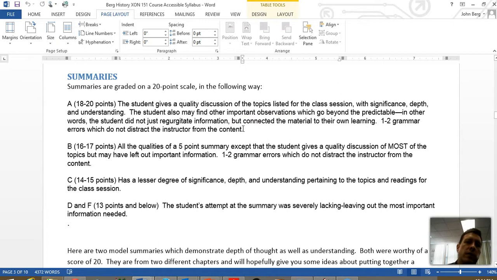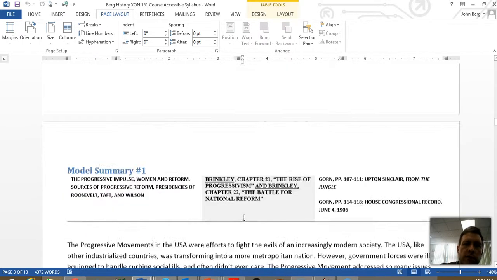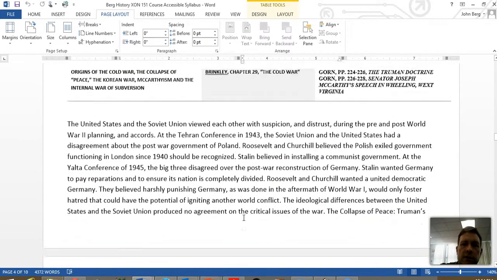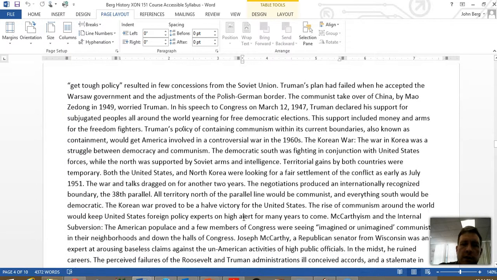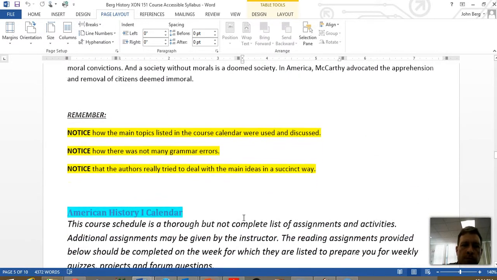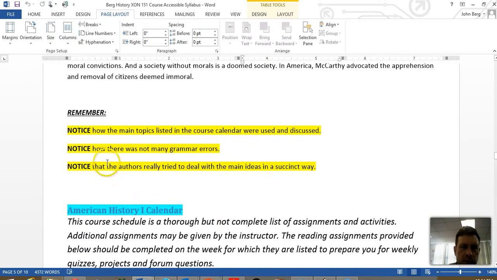So, shoot for a 20. Look at the format of these. Use them as you respond to the course content. And remember, notice how the main topics listed in the course calendar were used and discussed. Notice how there were not many grammar errors, and notice that the authors really tried to deal with the main ideas in a succinct way.